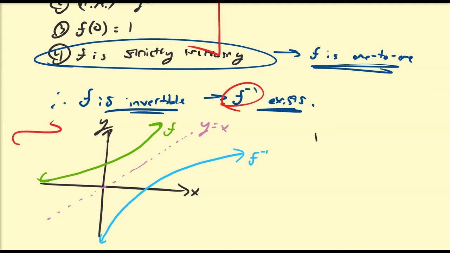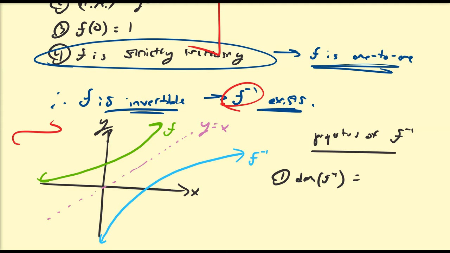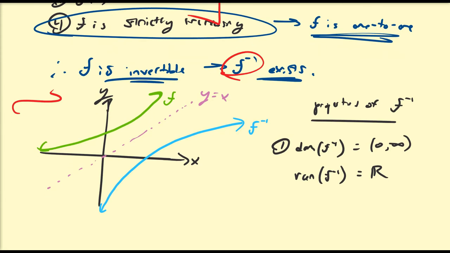So let's just list some of the properties of this function. Even though we don't exactly know the algebraic representation of it, we know some properties of it. So the first, the domain of the inverse is going to be equal to the range of the original, and the range of the original was 0 to infinity. And the range of the inverse is going to be the domain of the original, which is going to be R. From the graph, you should be able to see that that is true.